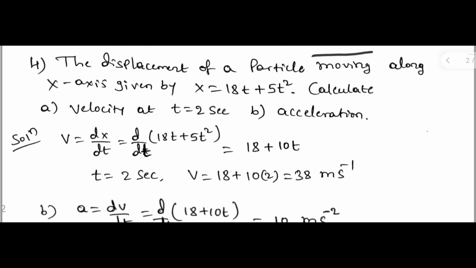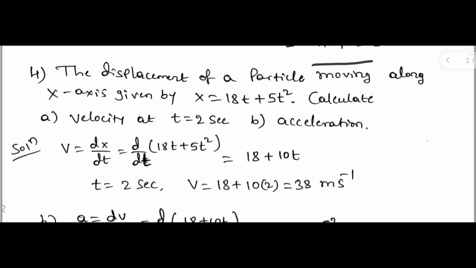Next one is the displacement of a particle moving along the x-axis, given by x equals 18t plus 5t square. Here 18t plus 5t square is the displacement. Calculate the velocity at t equals 2 second, using this condition after finding the velocity. Then the second one is acceleration.